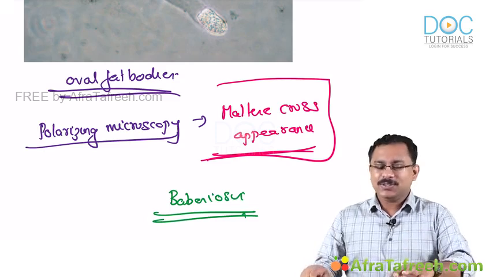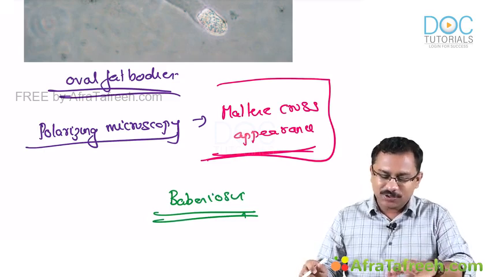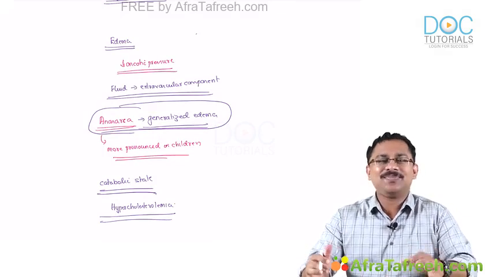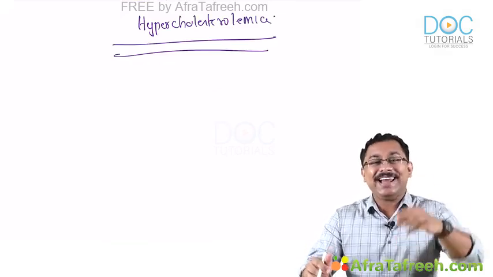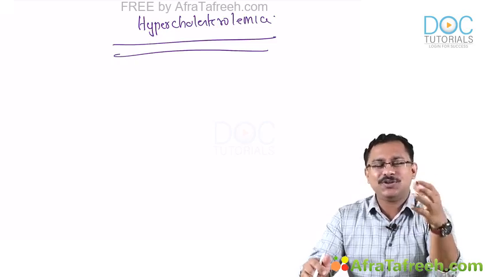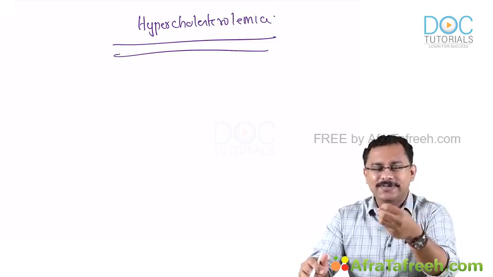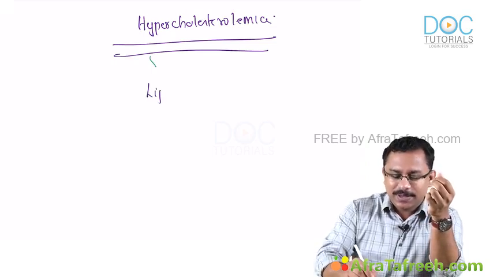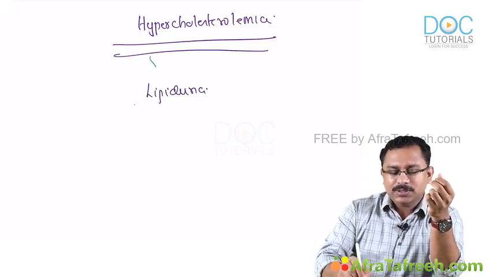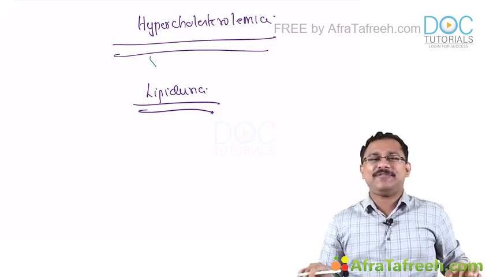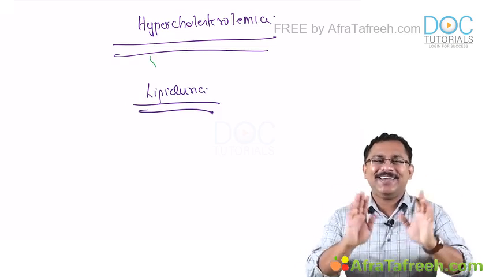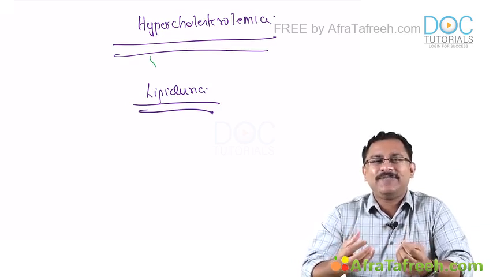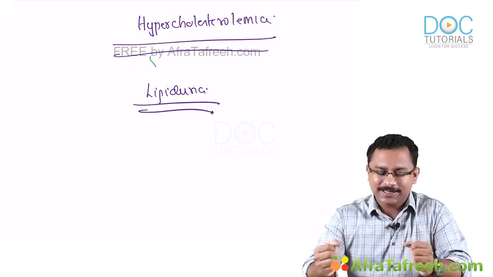So that's it about the cholesterol abnormalities. You will get hypercholesterolemia as well as lipiduria also. In the urine also you would have cholesterol, that is fat bodies. So you have lipiduria also. These are the components of nephrotic syndrome. Very, very important. I hope you understood the basics of nephrotic syndrome and its components.